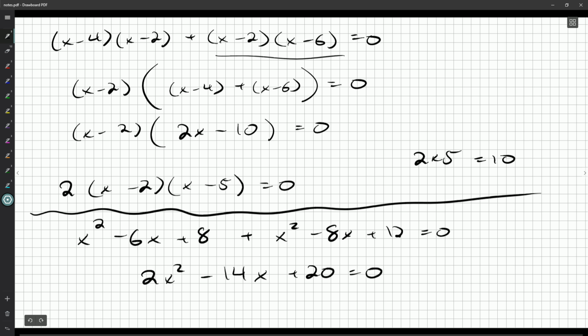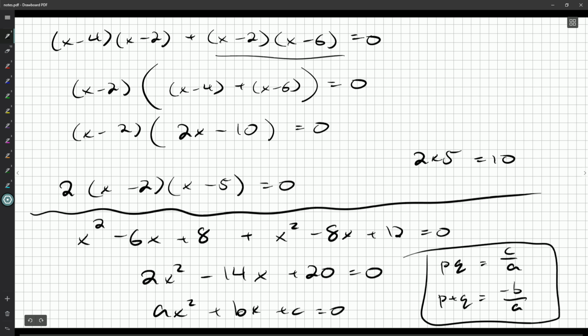Now, there's a nice little trick when it comes to finding products of roots. If I've got ax² + bx + c = 0, and my roots for this quadratic are, let's say, p and q, p times q is always c divided by a. And p plus q is always negative b divided by a. This is a nice little relationship you can use. And if you do that, you realize, oh, the product of the roots, that's going to be 20 over 2. I don't actually care what the individual roots are. It's just 10.